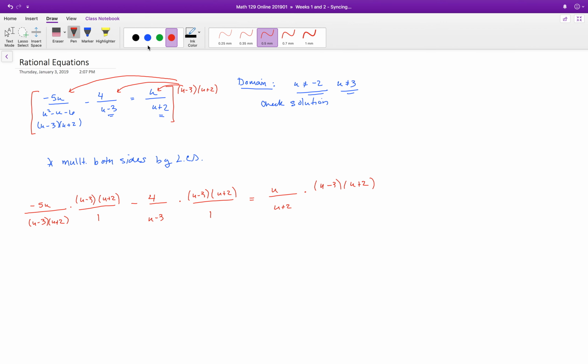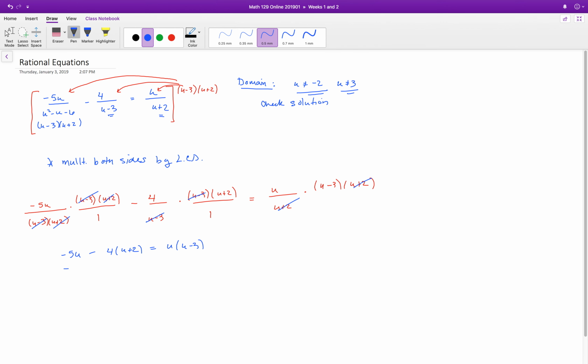Now as I look at each of these, I can see my u minus 3 factors cancel, my u plus 2 factors cancel, and I'm down to just negative 5u minus. When I look at the next term, the factor of u minus 3 cancels, so I'm just left with 4 times u plus 2 equals. Last term, my u plus 2 term cancels, so I'm just left with u times u minus 3. So I've taken that ugly rational equation and turned it into something that's much more reasonable to solve.